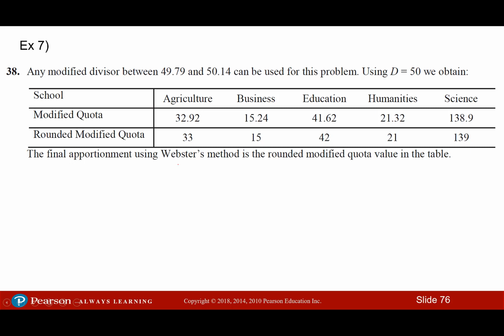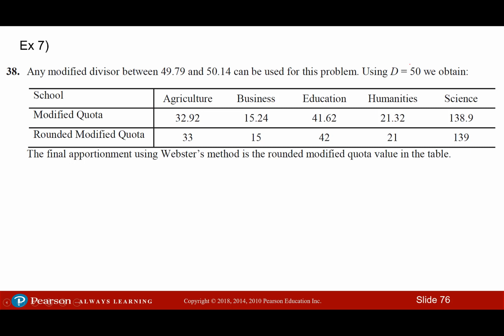And again, like I said, with the Webster method, since you're rounding, half of the numbers go up, half of the numbers go down usually, so you're not going to move a lot from your standard divisor. You might hit it just right. So the standard divisor that worked all the way in 4.1 is going to work just perfectly for this one. Sometimes you'll have a little bit of leeway here. So 49.79 all the way to 50.14 would work. Any one of those would work just fine.